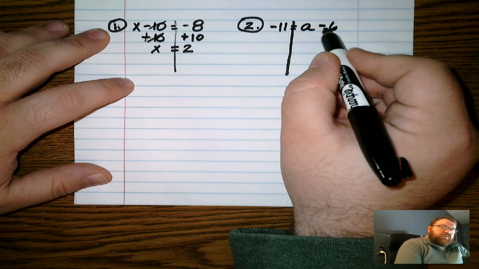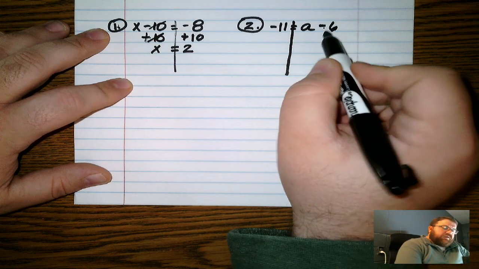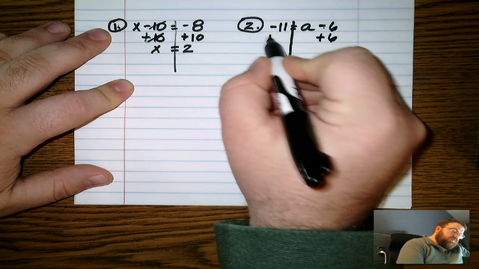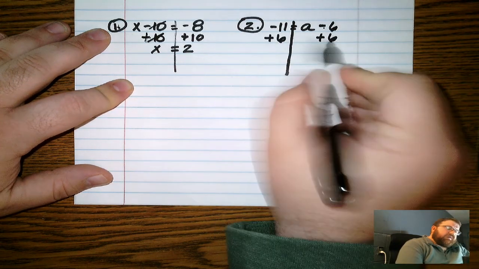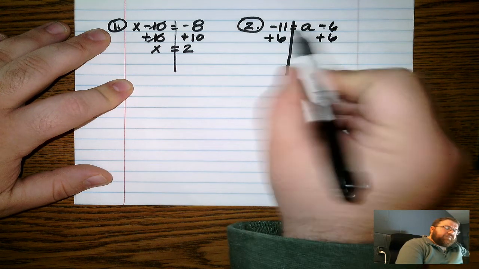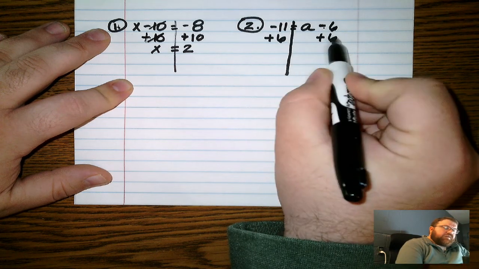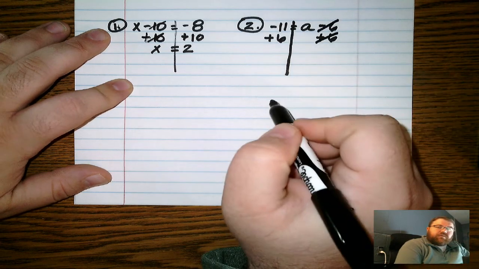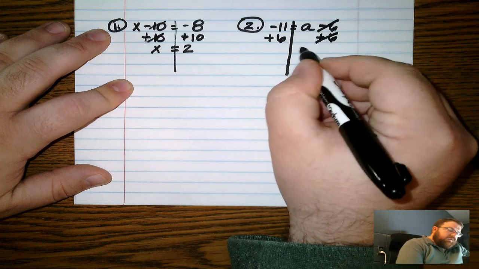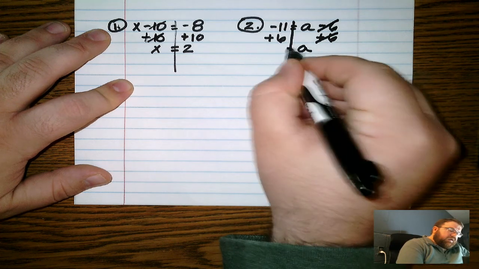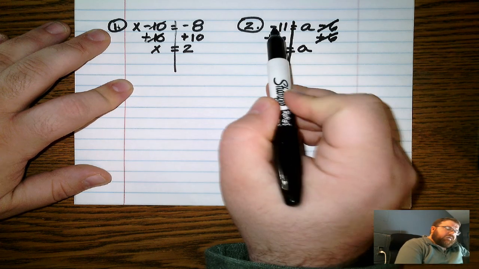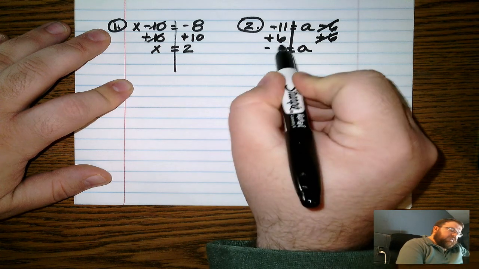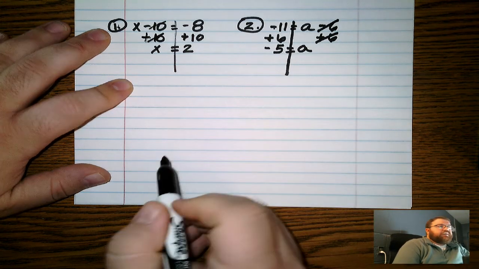The opposite or inverse operation is to add 6. And again, I have to do that to both sides to keep it equal. Negative 6 plus 6 is equal to 0, so we would cancel those. And you have a is equal to negative 11 plus 6 is going to be negative 5.